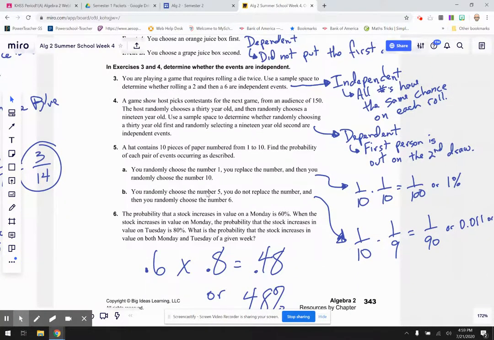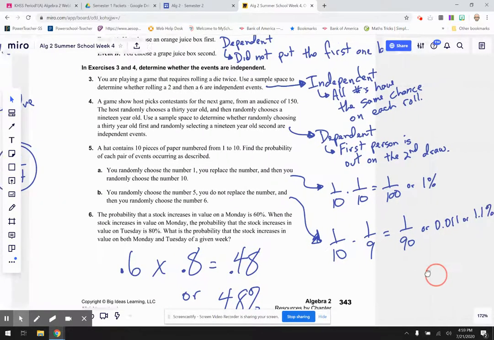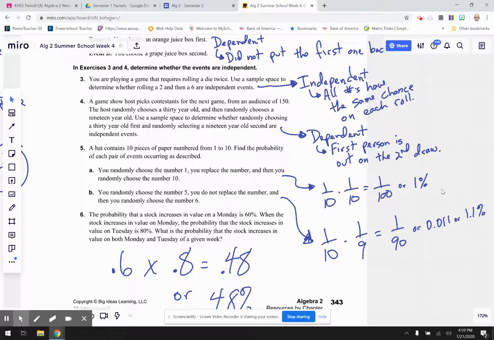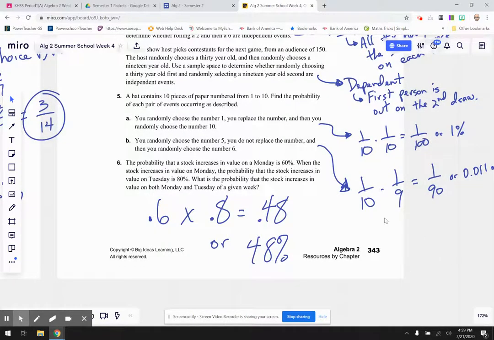But if you were to choose a 5 and you keep out the 5, and then you want to choose a 6, when you made your first choice, there was one 5 out of 10 possibilities, but you kept the 5 out. So now when you reach in again, there's still only one 6, but there's only 9 numbers in there. So it's actually a 1 out of 90 chance of getting a 5 and then a 6 if you keep the 5 out, which is like 0.011 or 1.1%. A teeny bit better chance, not a lot, but a teeny bit better. So that was number 5, A and B. That's how you can get independent and dependent events. A is independent, B is dependent, because they changed.